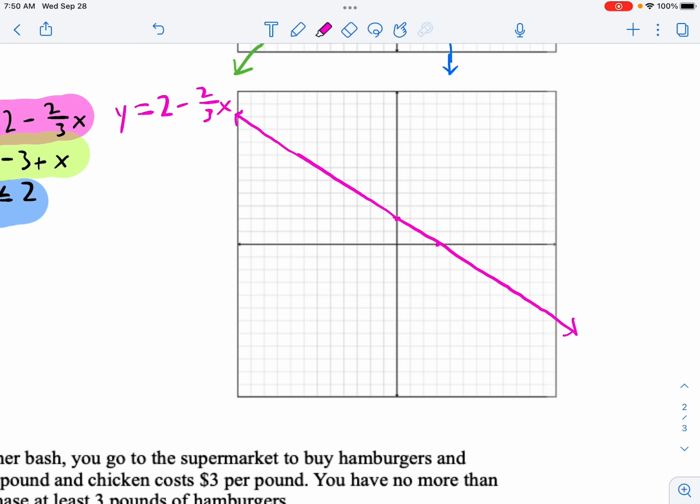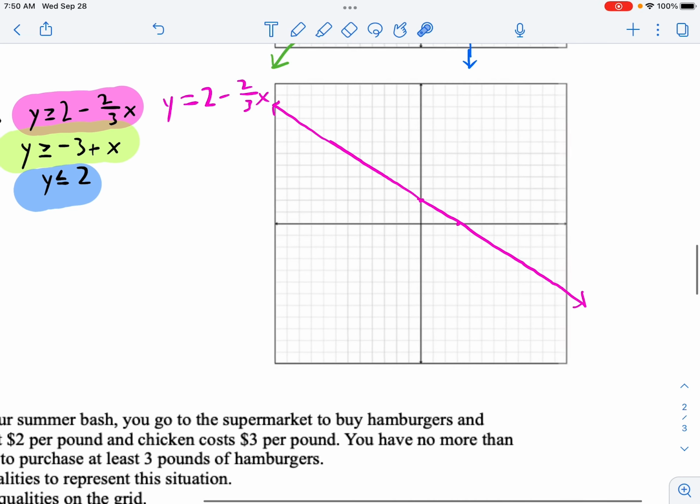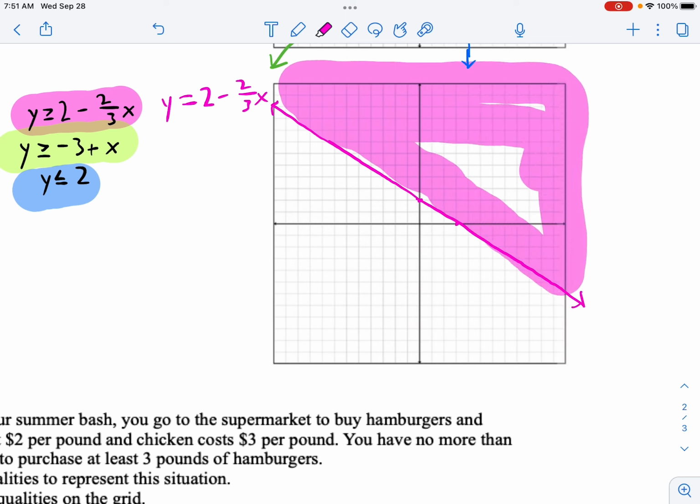So this is the line where y equals 2 minus 2/3 x. We want to shade all the points where y is greater than 2 minus 2/3 x. So we're going to shade up, above. Oh, excuse me. There we go.